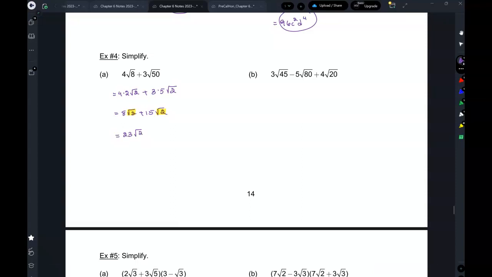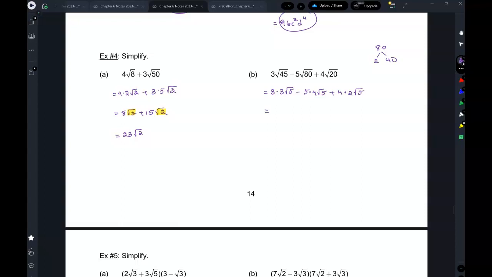Okay, here. This is 3 times, what's root 45? 3 root 5. Right, 9 and 5, so it's 3 root 5. Minus 5 times root 80. So what's 80? It's 4 times 20, 4 root 5. What do you do if you can't just come up with them? The factor tree, okay? You do the factor tree. Plus 4 times root 20, so 4 times 2 root 5.